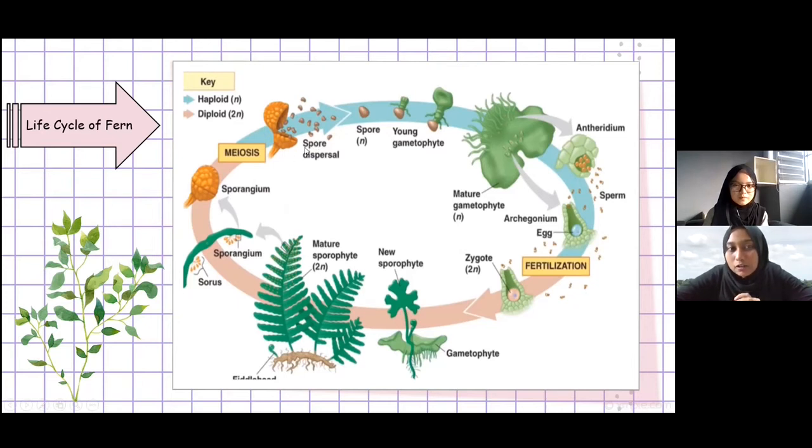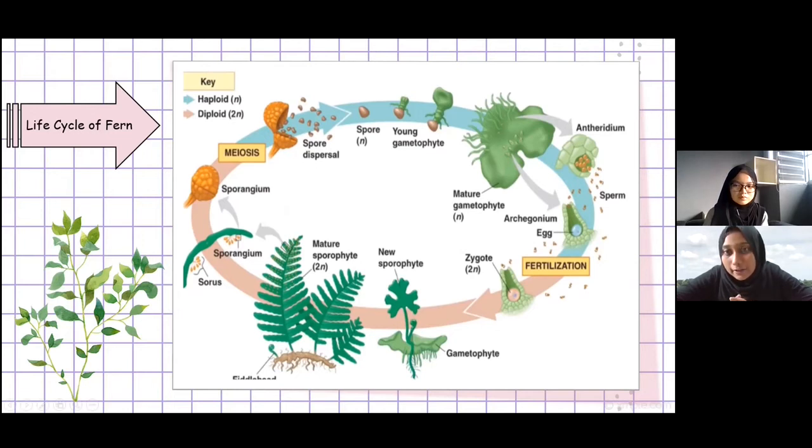When it undergoes meiosis, the sporangium will dry soon, and the spores will be released to the environment. When the spore is released, it will develop to become the young gametophyte first, and then develop again to become the mature gametophyte. In the mature gametophyte, we have antheridium and archegonium. So what is antheridium and what is archegonium? Antheridium is the male and archegonium is the female. Antheridium consists of sperm, while archegonium consists of an egg.